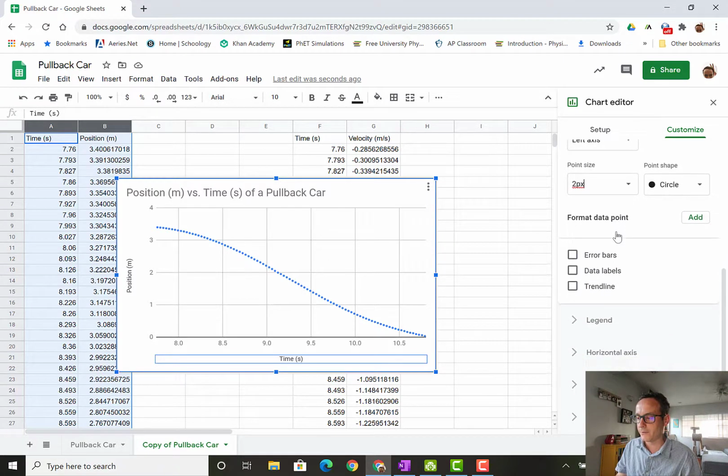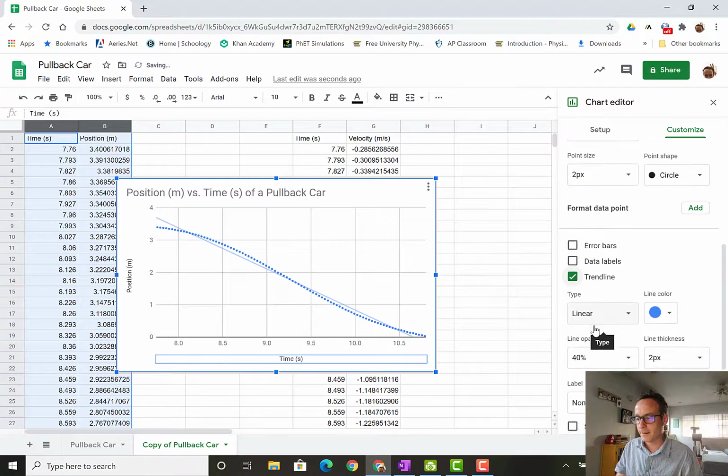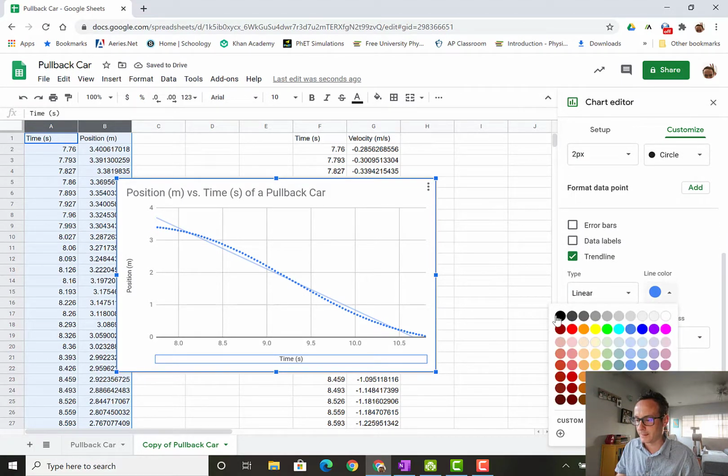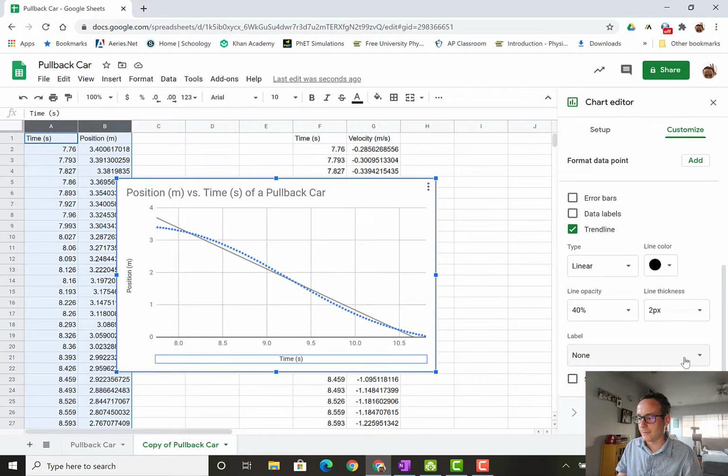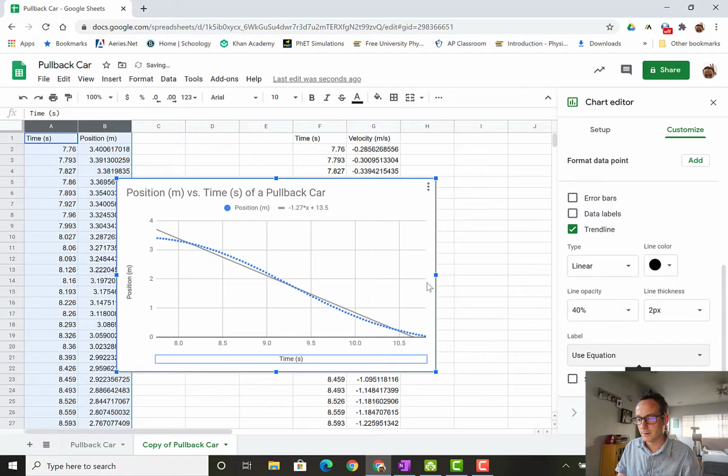So I go to Series, and I keep going down. I'm going to click on Trend Line. And for my trend line, let's make the color obvious, so we're going to make it black. All right, so there we go. The type of trend line was linear. This is a linear trend line. And then you're also going to go down to label. Instead of none, you're going to select use equation. So that's the equation of that trend line. And then lastly, I'm going to click on show R squared.